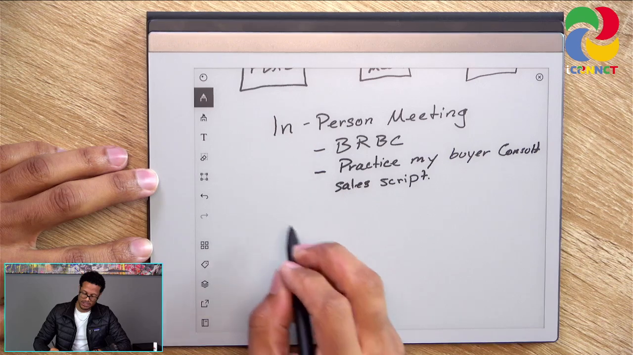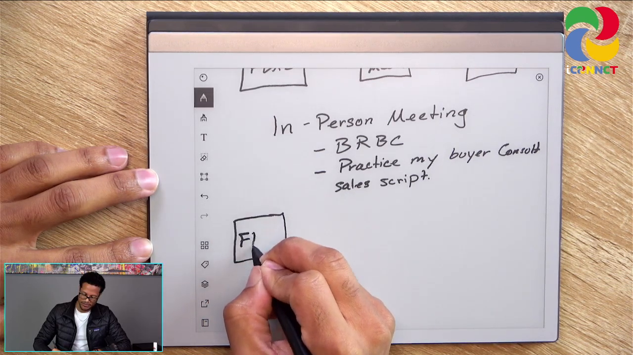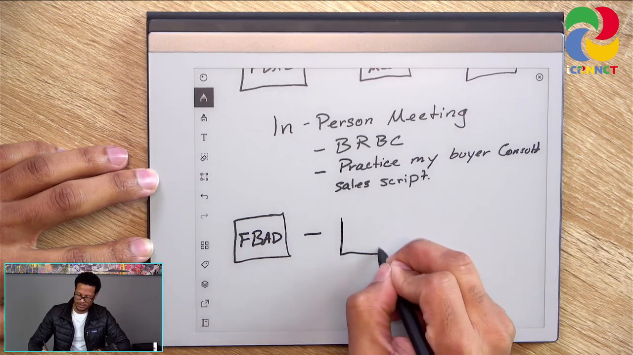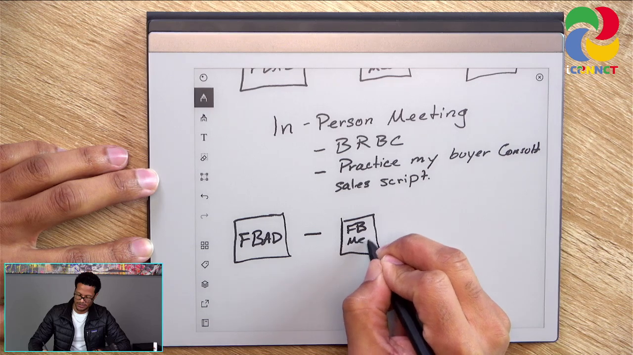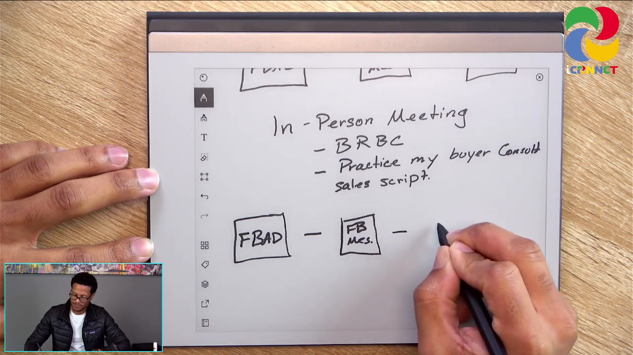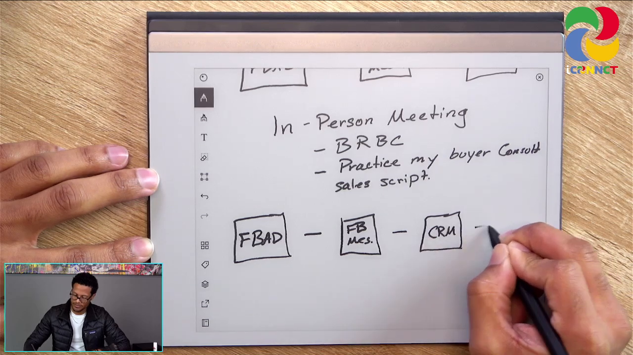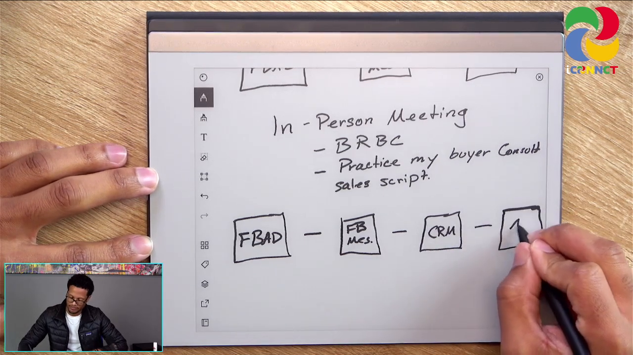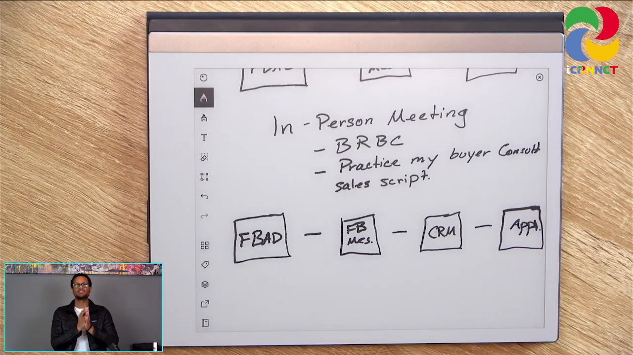So let's get back to the funnel. Now look at the steps in my funnel. It started off with an FB ad, right? So Facebook ad. And then they went to my Messenger, FB Messenger. Then they went into my CRM. And then we had an in-person appointment.